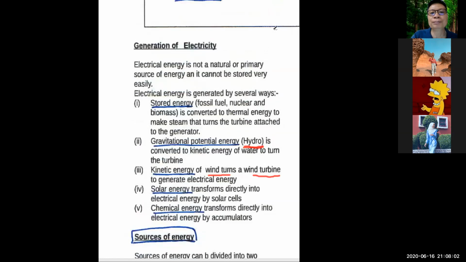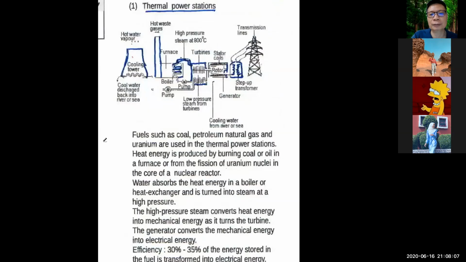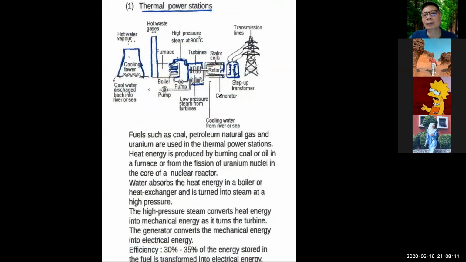Okay, now look at the first one, thermal power station. This one I explain now, you listen. Thermal, the name thermal means heat. We use heat to produce electricity. So this is called thermal power station. Okay, you don't understand what that is, right? Okay, come, let me explain, you listen carefully. You must be able to listen. Okay, more patient, listen. Okay, you look at here.